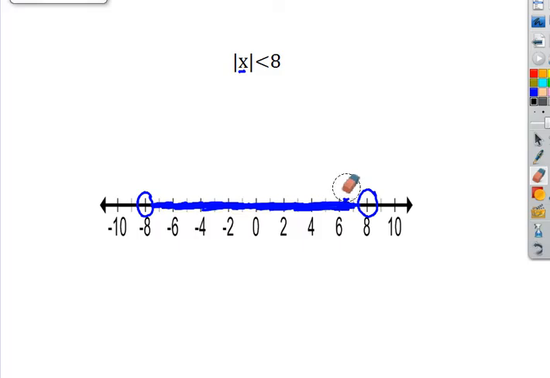So this looks like our compound inequalities, like our and statements. It's everything in between here. Even -10 out here is more than 8 units away. It's 1, 2, 3, 4, 5, 6, 7, 8, 9, 10 units away from 0, so that's why it's not included. Okay, so this should remind you of your and statement when we did the stuff that was shaded by both for compound inequalities.